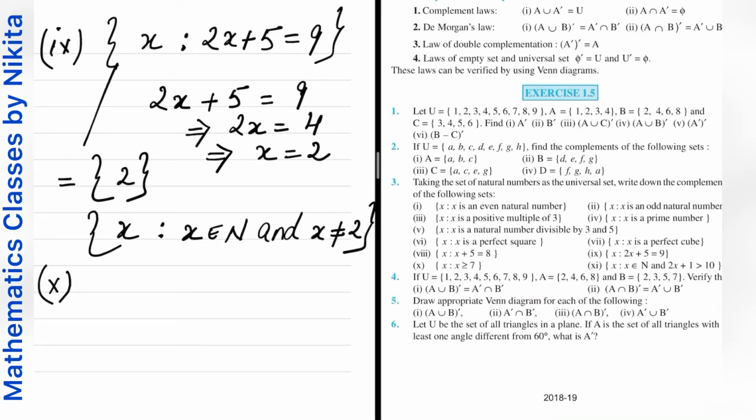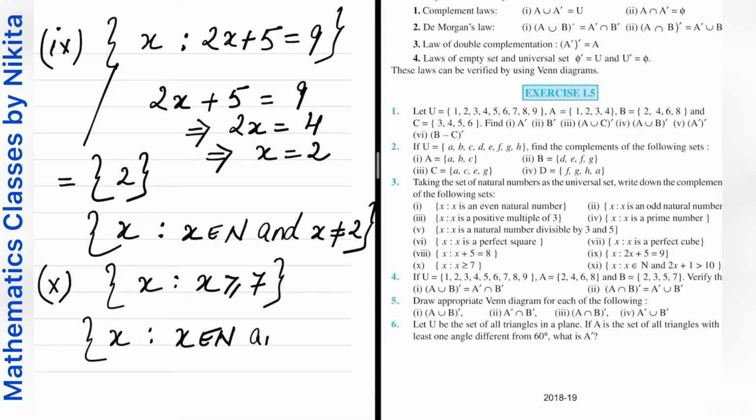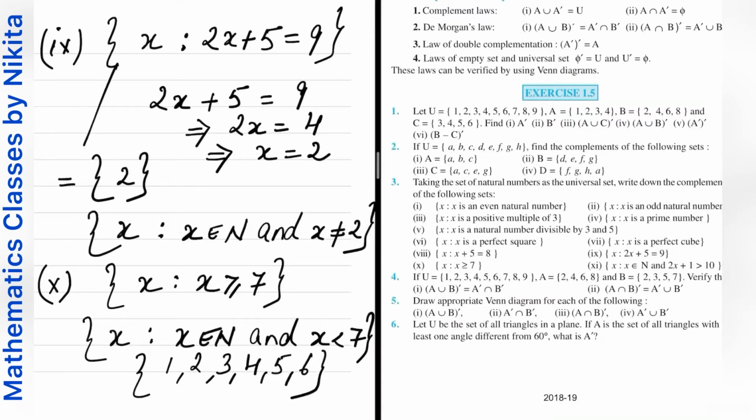Next we have all those x such that x is greater or equal to 7. So all those x is greater or equal to 7 and x is a natural number. So इसका जो complement होगा that will be all those x such that x belongs to n and x is strictly less than 7. So that means the set is nothing but 1, 2, 3, 4, 5, 6. So this is the complement.